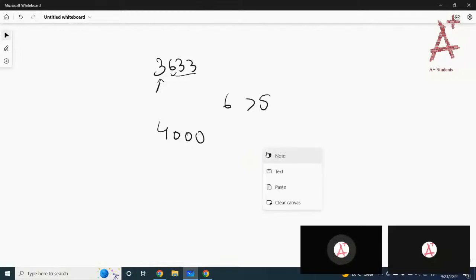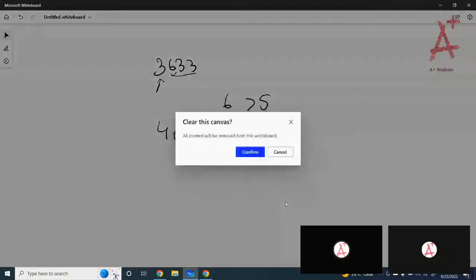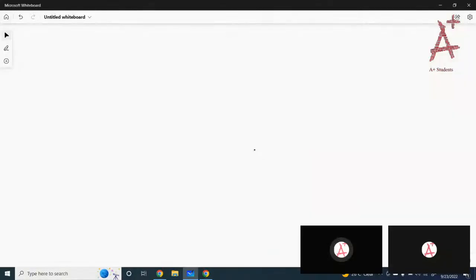Okay, the next one is 3823. You have to round to the nearest 10. So look for the tens digit. Which digit is at the tens position? Yes, 2 is at the tens position. Look at the digit that is at the right hand side of the 2. It is 3. So 3 is greater than 5 or less than 5? 3 is less than 5.